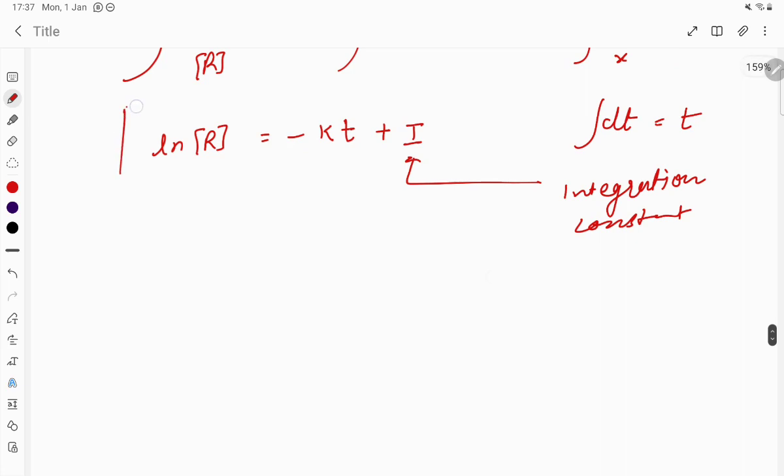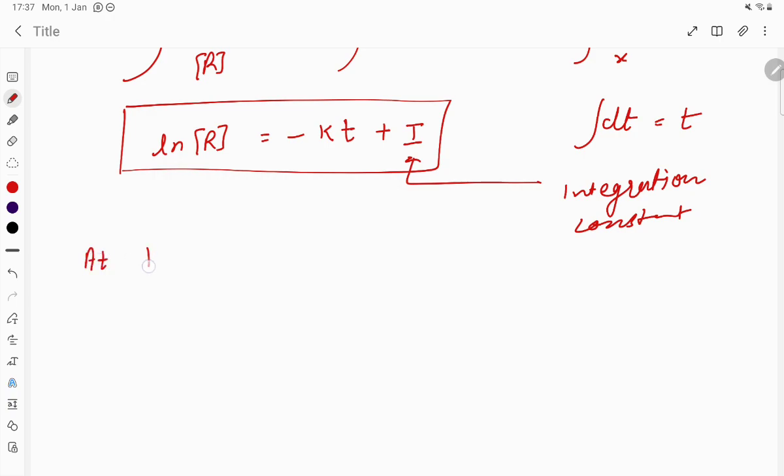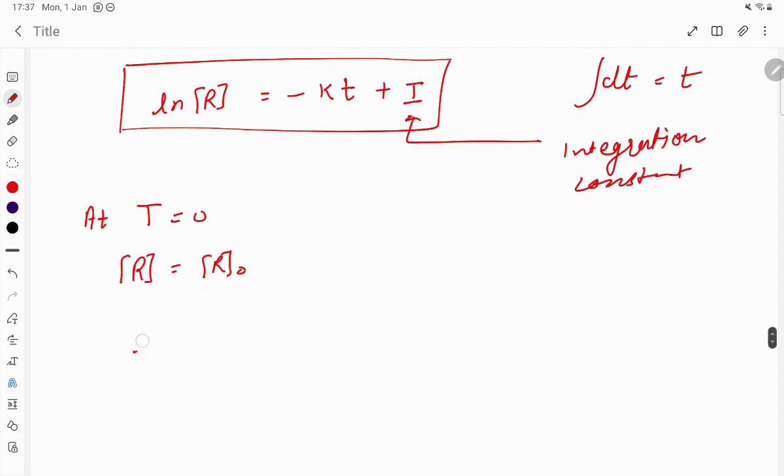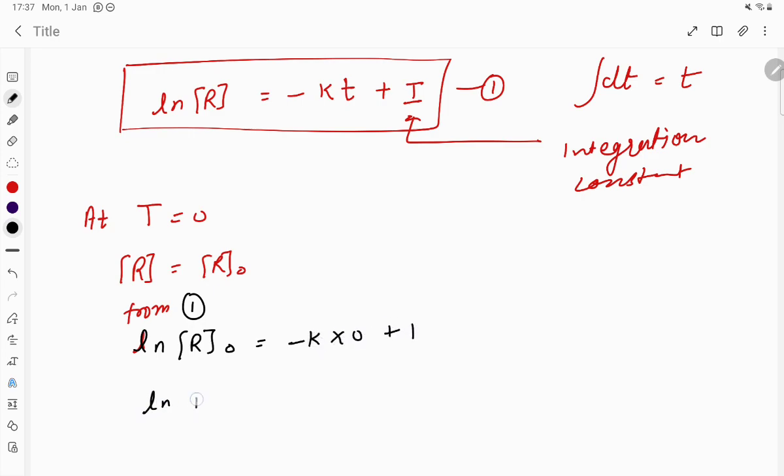This is at time t, equation 1. Now at t is equal to 0, R is equal to R naught. So from equation 1, in place of R we put R naught: ln R naught is equal to minus k times 0 plus I. So ln R naught is equal to I. This is equation number 2.